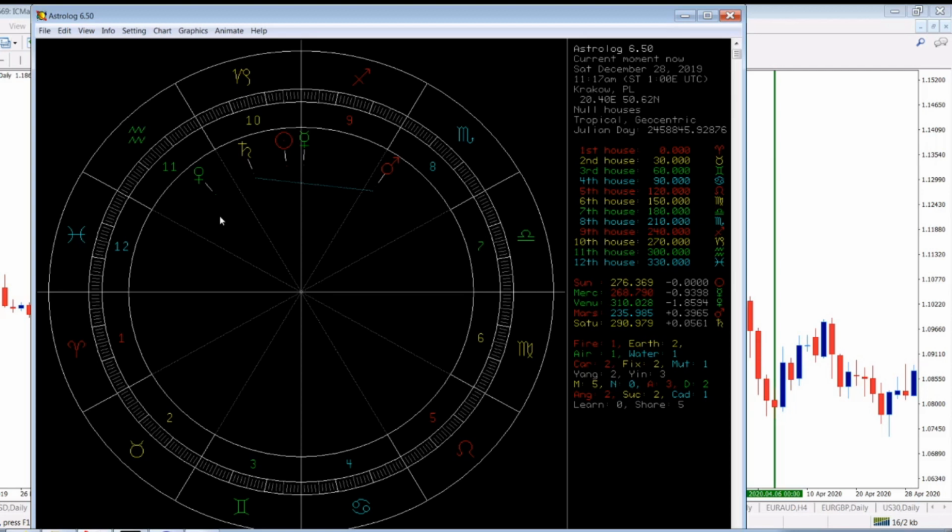So, how to find these points? It's very easy, my friend. We are using a technique called planetary ingress. If you don't know what planetary ingress is, I'm explaining this right now. It happens when a planet moves from one zodiac sign to another. And see how it works.